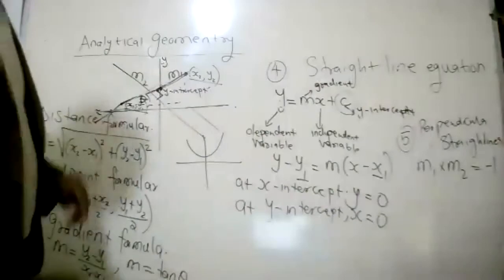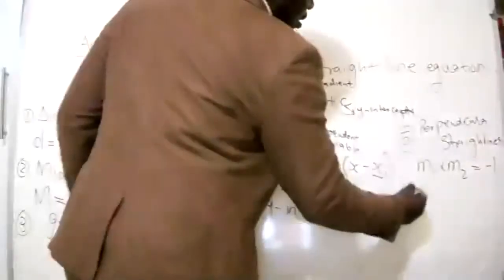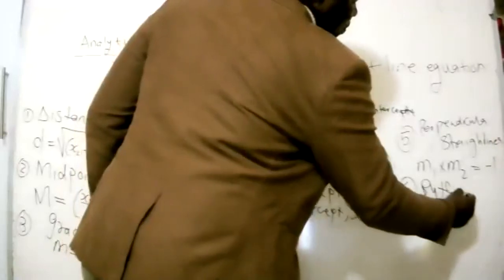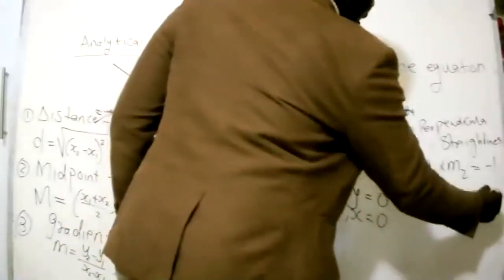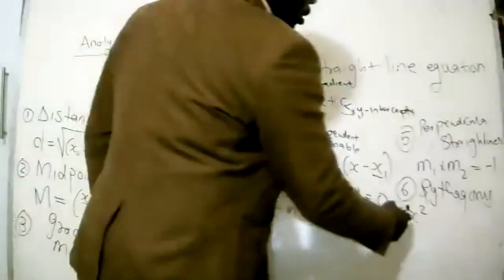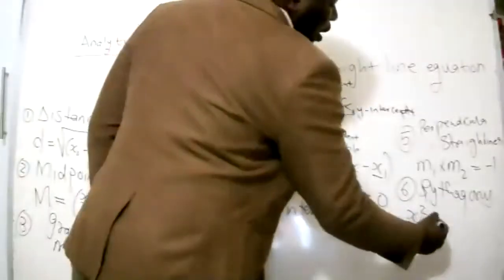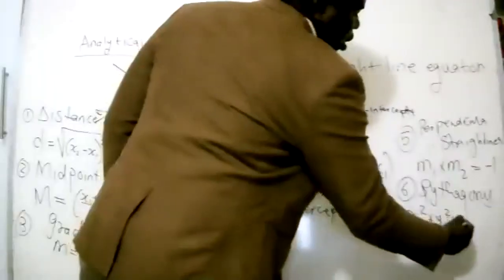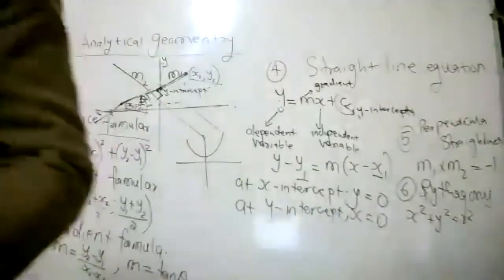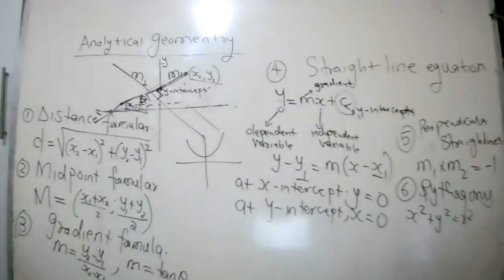And then from there, formula number 6 is very popular for you. It's what is called Pythagoras theorem. I believe you know this formula by heart. So you must remember it even on this chapter of analytical geometry. So we'll be having x squared plus y squared, which is equal to r squared. So we will use Pythagoras theorem even on this chapter.